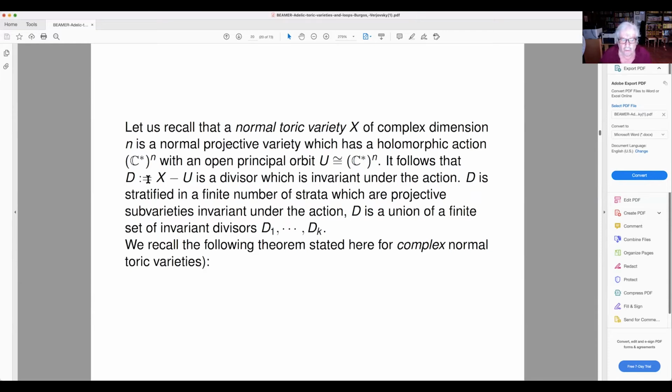And it follows from this, since X is compact, that if you subtract this principal orbit, you get a divisor which is invariant under this action. This is called the toroidal divisor. And this is stratified in a finite number of strata, which are projective subvarieties invariant under the action. The classical example I will draw is the projective space, where the divisors are the coordinate hyperplanes, and the complement of the hyperplanes is C star to the n.